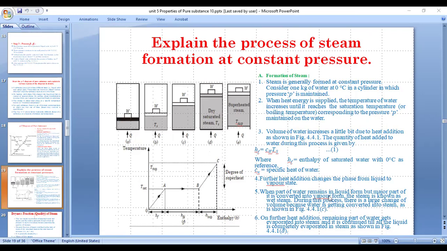Part of the water remains in liquid form, but the major part is converted into vapor. The mixture is known as wet steam because water is getting converted into steam, as shown in the figure. With further heat addition, the remaining part of the water gets evaporated into steam. This continues till all the liquid is completely evaporated into steam, as shown in the figure: 0 to A, A to B, and B to C.